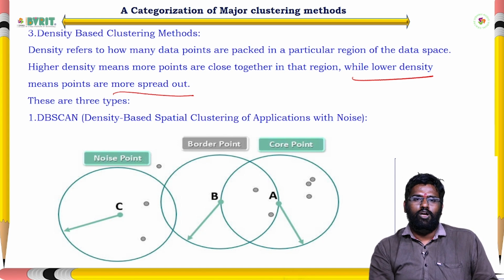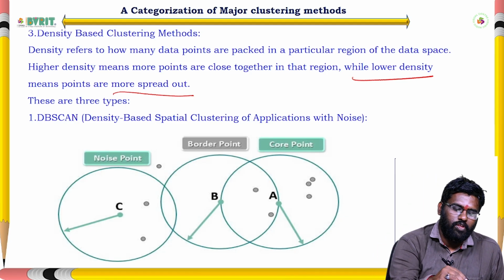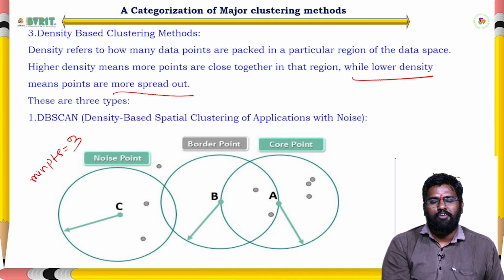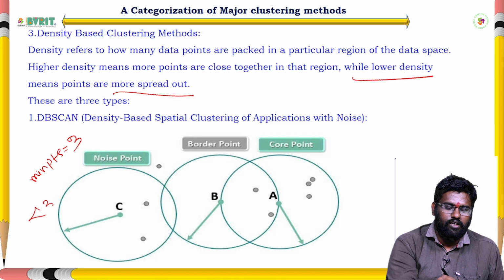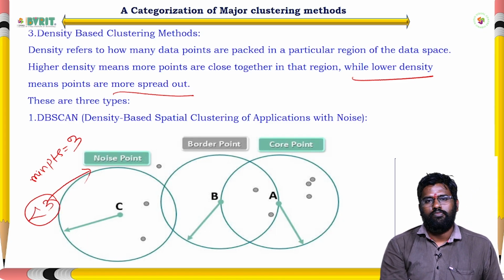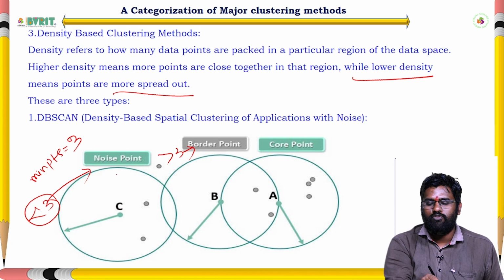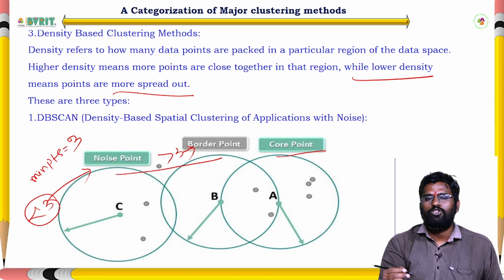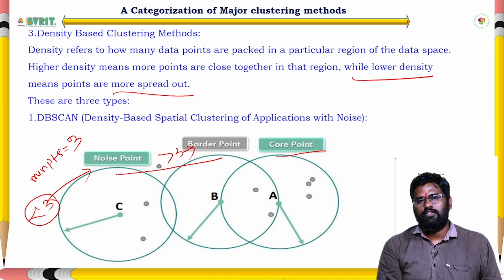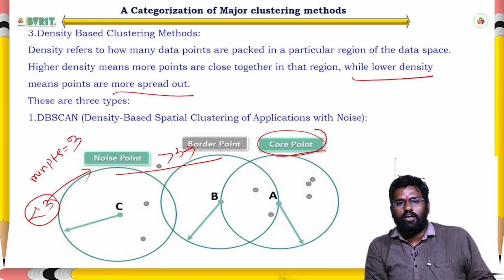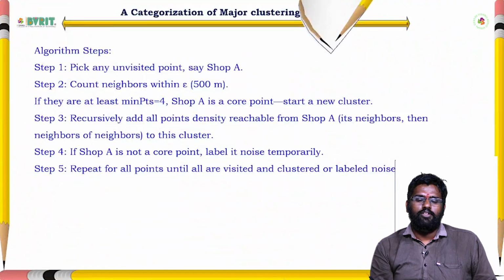It contains only 3 kinds of points: noise point, border point, and core point. Noise point means, for example, I take the minimum points as 3. If the given points are less than 3, that is called a noise point. If the given points are greater than 3, that is called a border point. If the combination of noise and border occurs, that is called a core point. So it contains both less than 3 and greater than 3 values. Now I will give an example so you will understand these points.